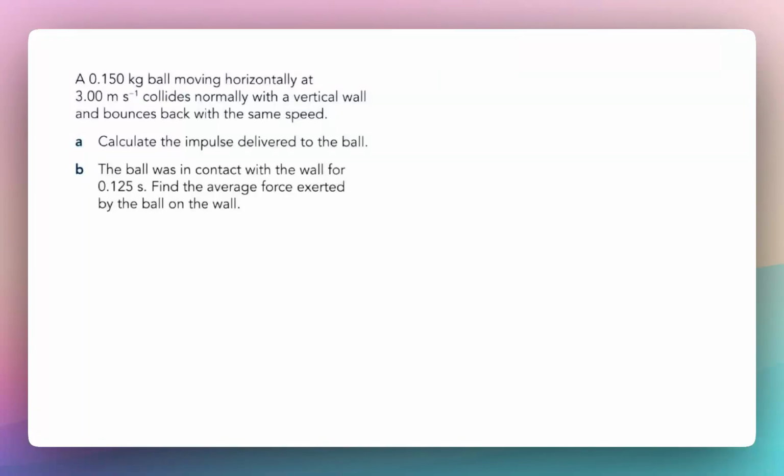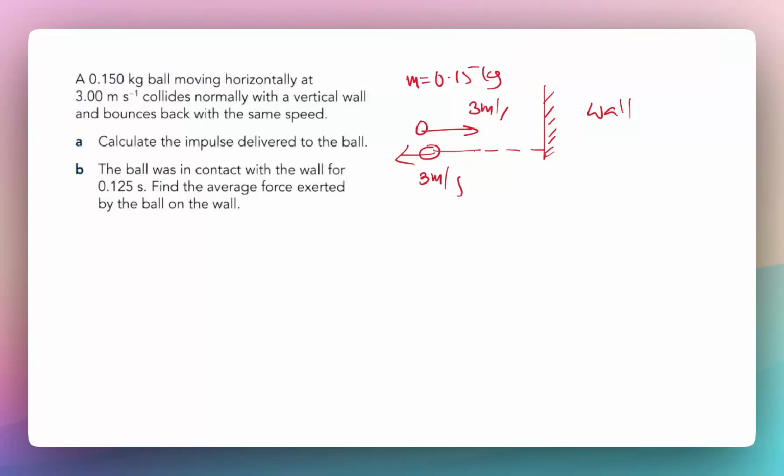A ball of mass 0.15 kilogram is moving horizontally with a speed of 3 meter per second. It's going to collide with a wall, and after the collision it comes back with the same speed. We have to find how much impulse is delivered to the ball.